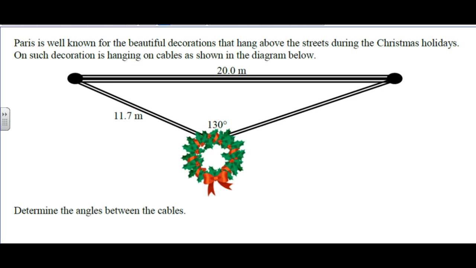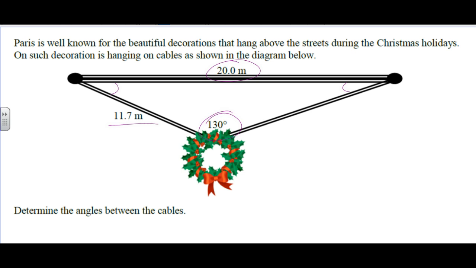Paris is well known, didn't we do one of these? For the beautiful decorations that hang above the streets during the Christmas holidays. One such decoration is hanging on cables as shown in the diagram below. Determine the angle between the cables. Isn't it like 130 degrees? I guess they're looking for these angles here. Determine the angles between the cables. So we got 130 degrees there. We need to get those other two angles. Okay, so we have a known pair, and then we have one other thing here, so we can use that to solve for this angle here.